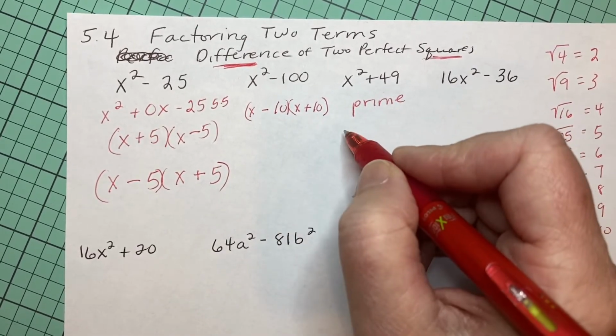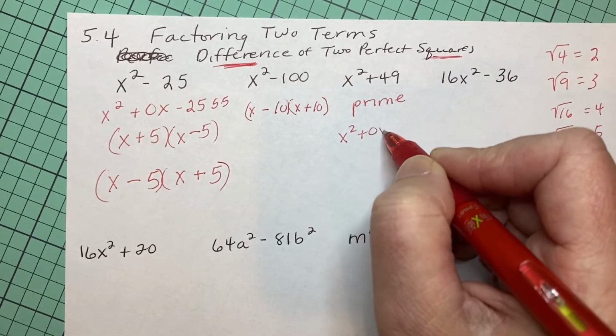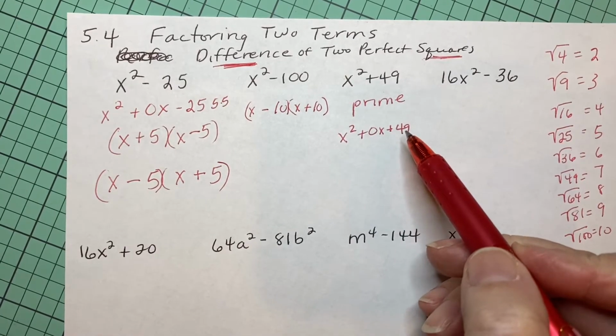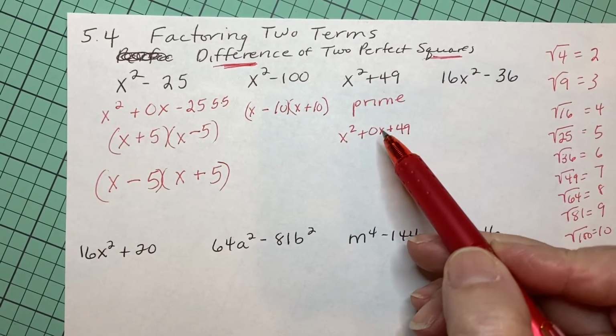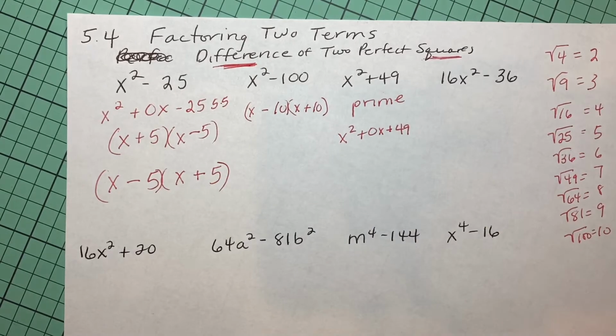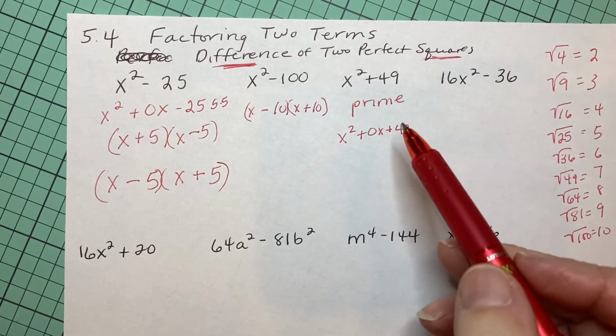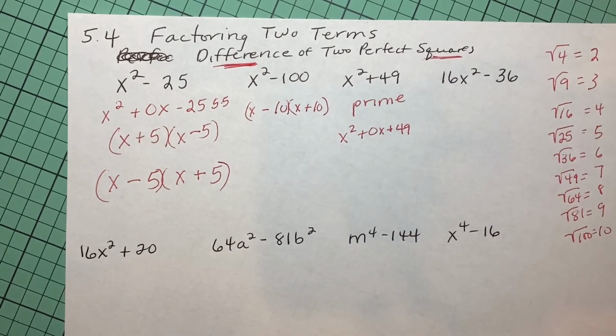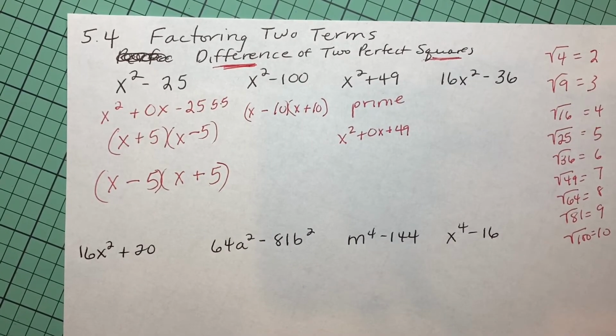If we wrote this as a trinomial, this would be x squared plus 0x plus 49, which is asking for factors of 49 that add to be 0. Well, there's not any number that can add to be 0, except the same number with opposite signs, like negative 1 and positive 1. And so that's why these are prime. So if this is a plus, your answer is automatically prime. It doesn't matter what the rest of the numbers are. You want to just write prime.